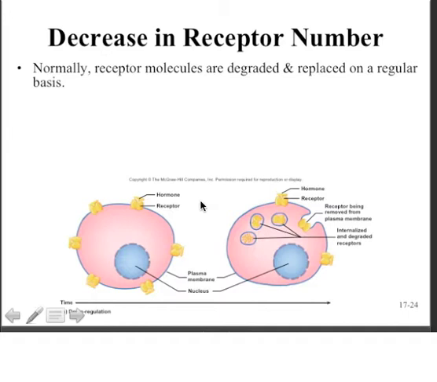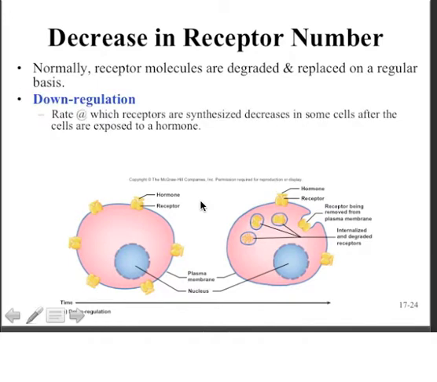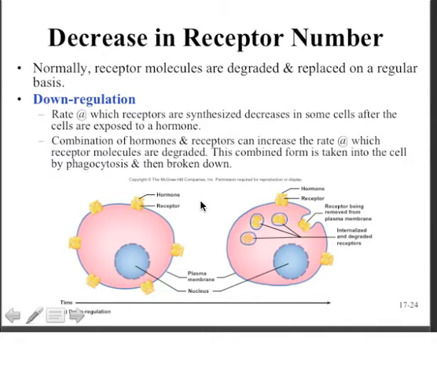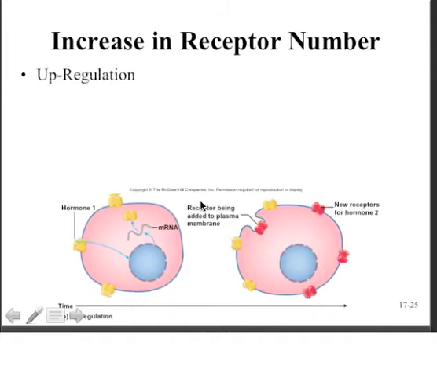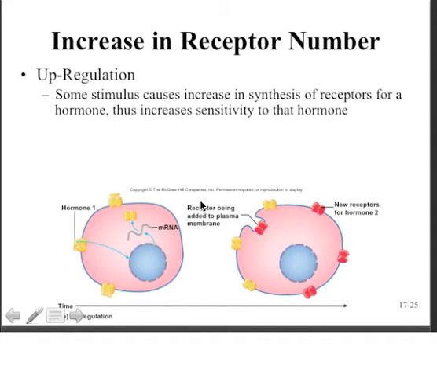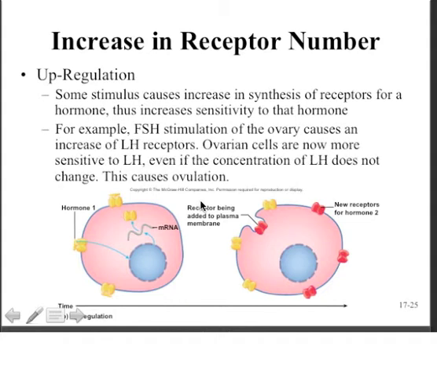Normally, receptor molecules are broken down and replaced on a regular basis. In downregulation, what happens is that the rate at which they're broken down is greater than the rate that they're synthesized. A combination of hormones and receptors can increase the rate at which the receptor molecule is broken down, and this combined form is taken into the cell by phagocytosis, broken down, and then the component parts are recycled. In upregulation, some stimulus causes an increase in the synthesis of receptor for a particular hormone and increases the sensitivity of the cell to that chemical signal.